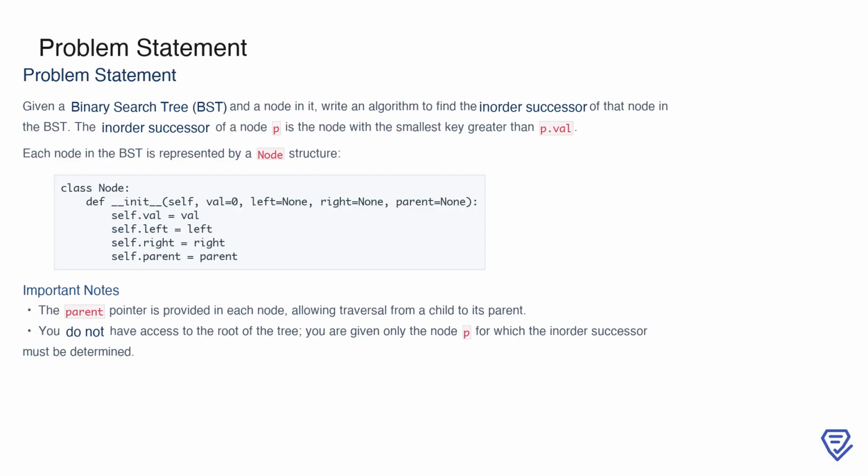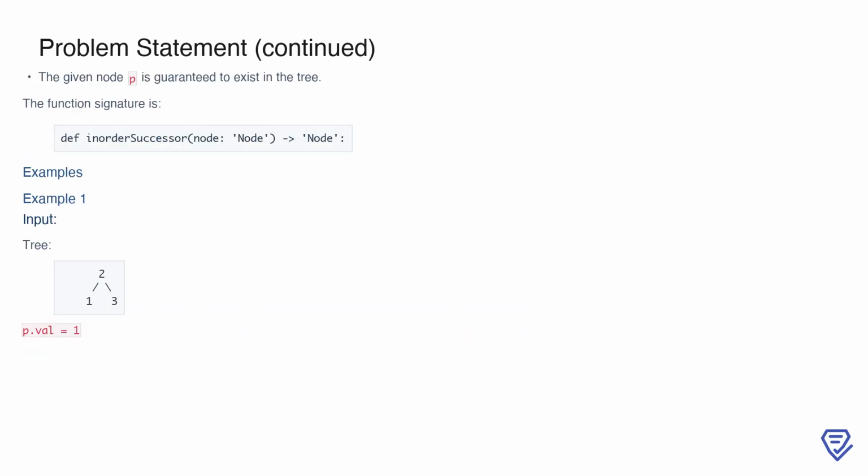Instead, the input consists of only the node P, for which we need to determine the Inorder successor. In this problem, you can assume that the given node P will always exist in the tree. The function Inorder Successor takes a single argument, the node P, and returns the successor node.